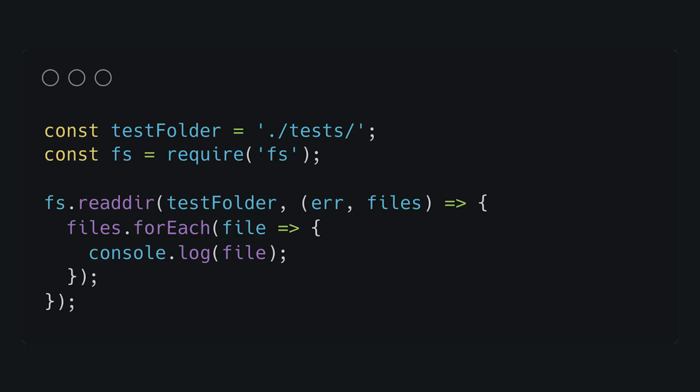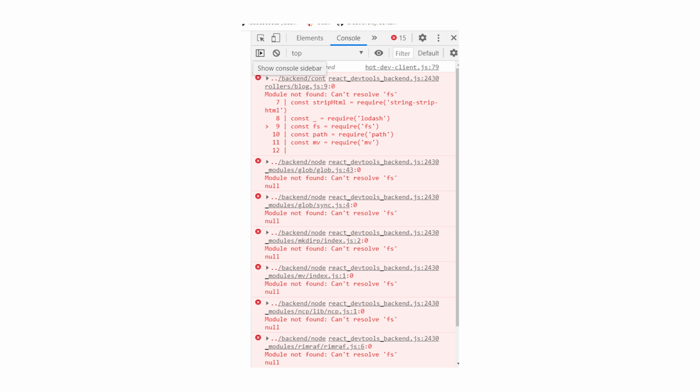For example, the FS module or package is a way to manipulate files on your server, and this will only work as a Node.js module on the backend of your website, or it needs to be executed on the server. But if you import this in your client components, you're probably going to see an error, something like this. And Next.js is going to complain because you can't import Node.js modules on the client side.